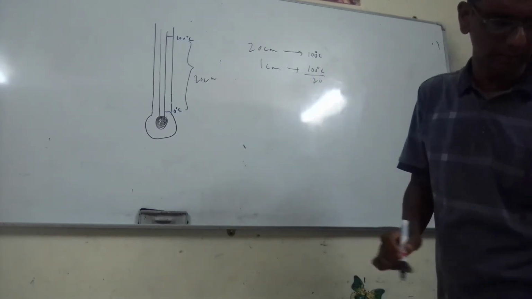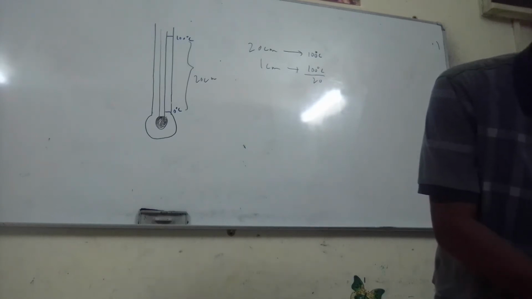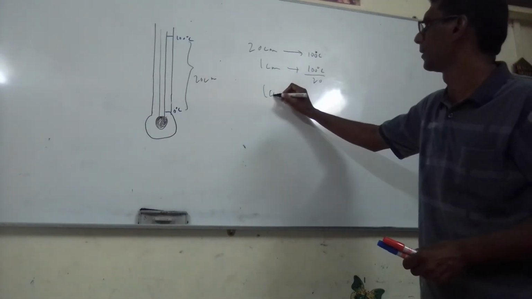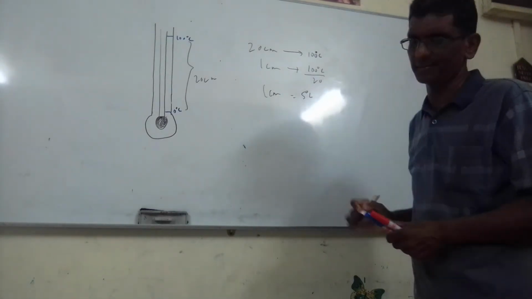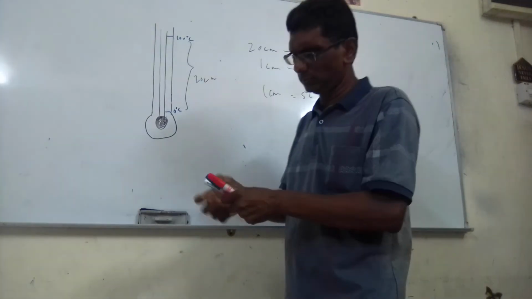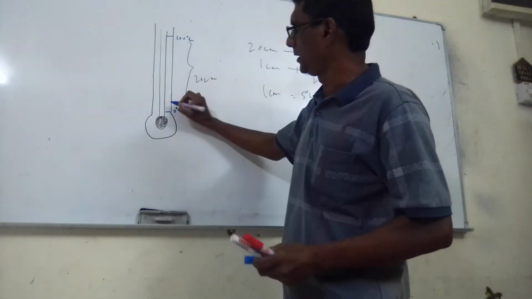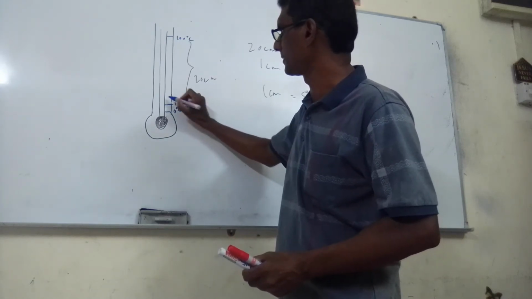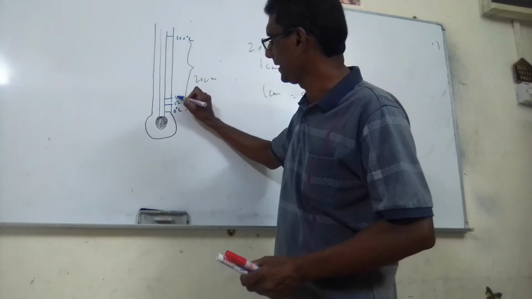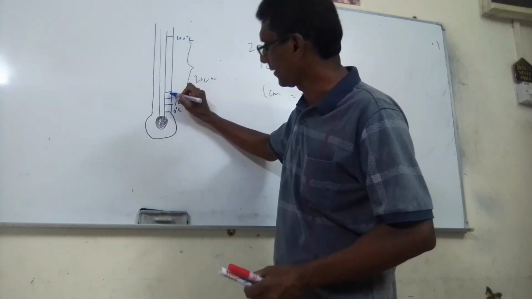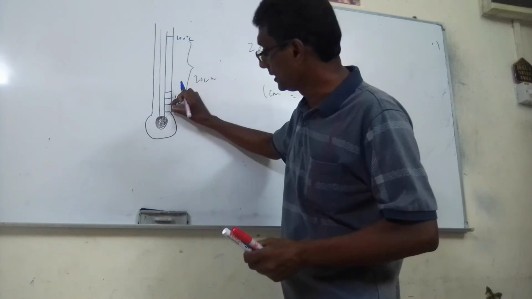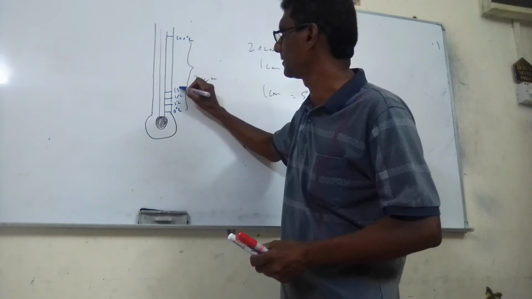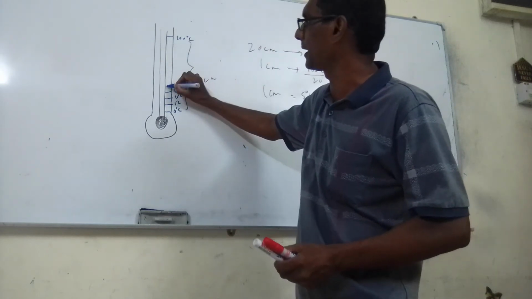So 1 cm is equal to 5 degrees Celsius. We measure 1 cm, that is 5 degrees Celsius. We measure 2 cm, that is 10 degrees Celsius. Another 1 cm, so 3 cm is 15 degrees Celsius. That's how we have to calibrate.